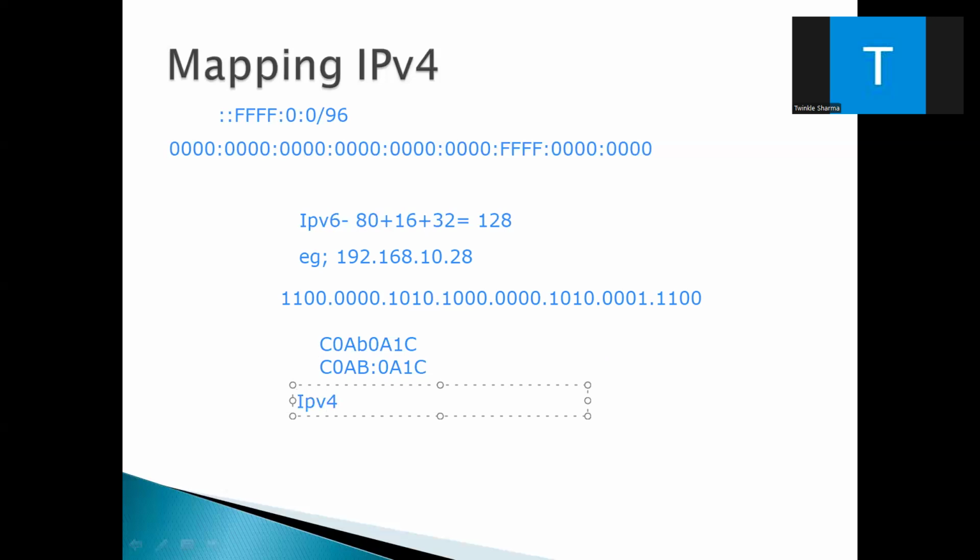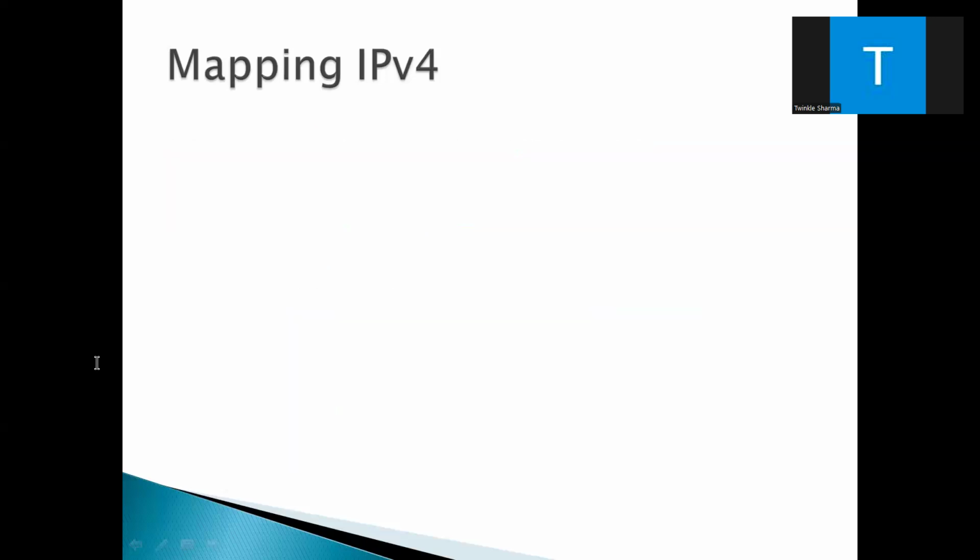IPv4 to IPv6 is equal to ::FFFF:C0A8:0A1C. Done. Mapped. Done. Okay, then we proceed.